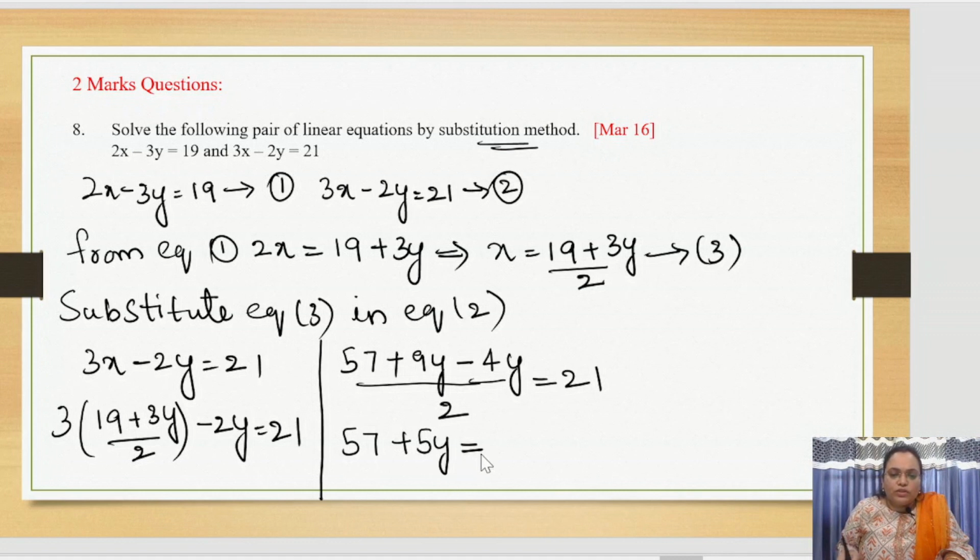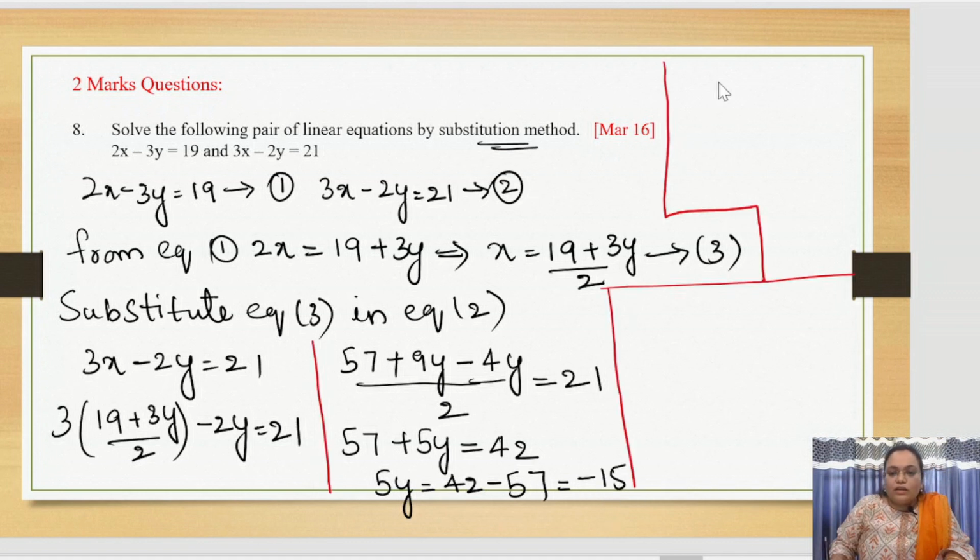5y is equal to, when we cross multiply, this will be 42. So this will be 5y is equal to 42 minus 57. 42 minus 57 is minus 15. So you will get 5y is equal to minus 15. y is equal to minus 15 by 5, which is 5 ones and 5 threes. You will get y is equal to minus 3.